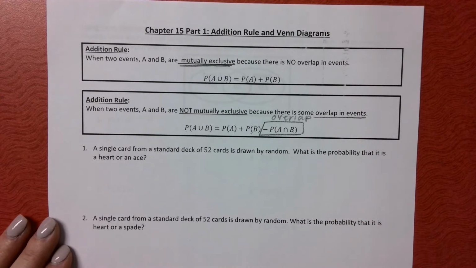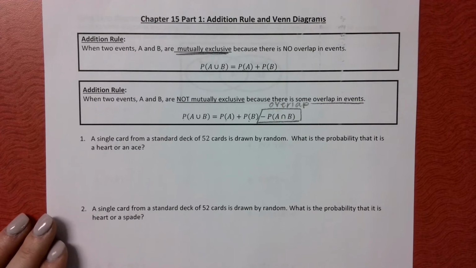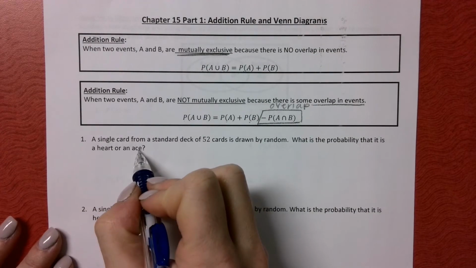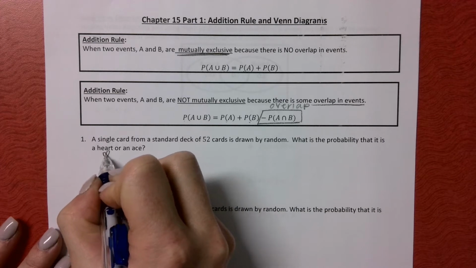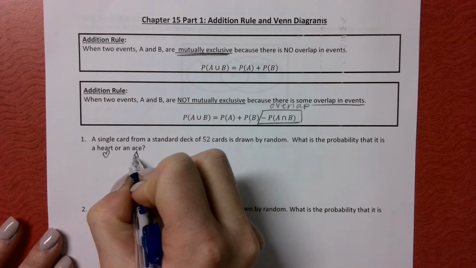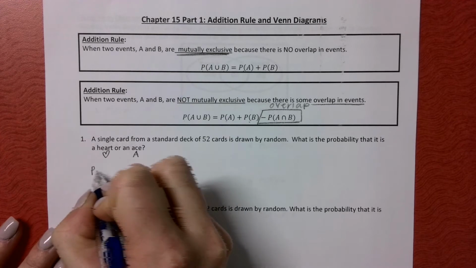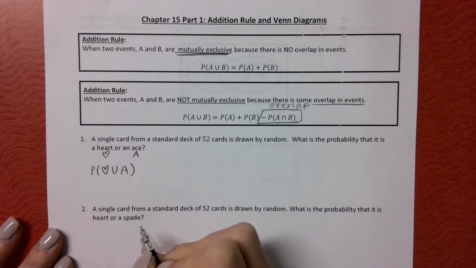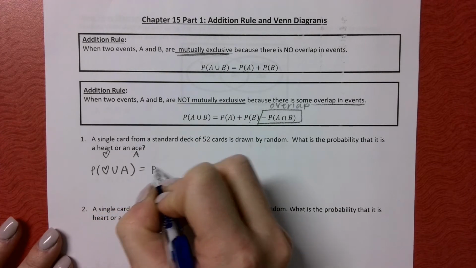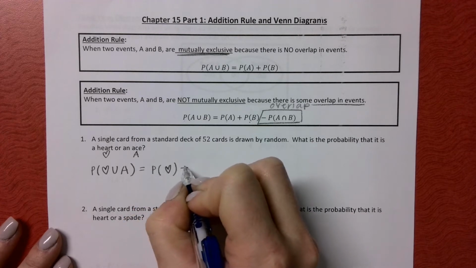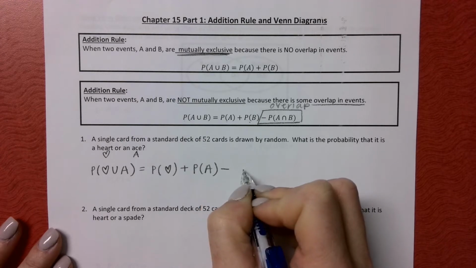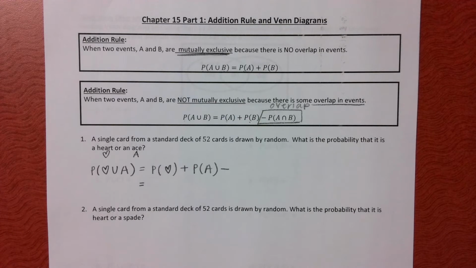So I think this is best seen through an example. So I'm going to look at number 1. It says a single card from a deck of 52 cards is drawn at random. What is the probability that it is a heart or an ace? For hearts, I'm going to use just a literal heart, and for ace, I'll use A. Now I'm finding the probability of a heart or an ace. So I'm going to start with using just my notation here. I'm going to start with finding the probability of a heart and add it to the probability of an ace. Now eventually we will do some subtraction here, but I'm going to save that till the end.